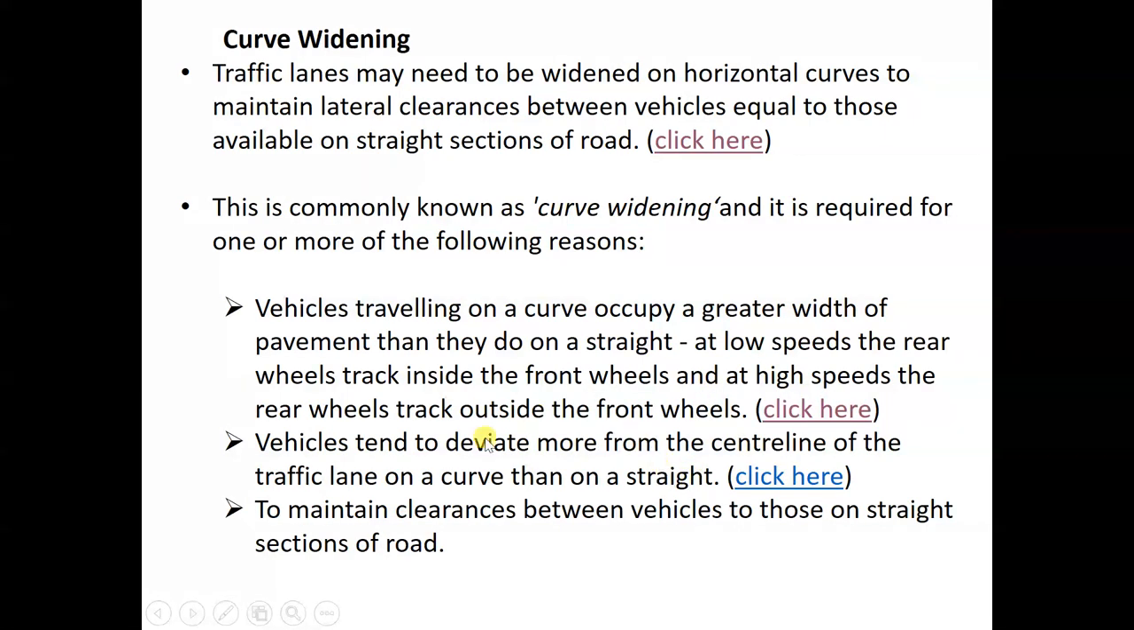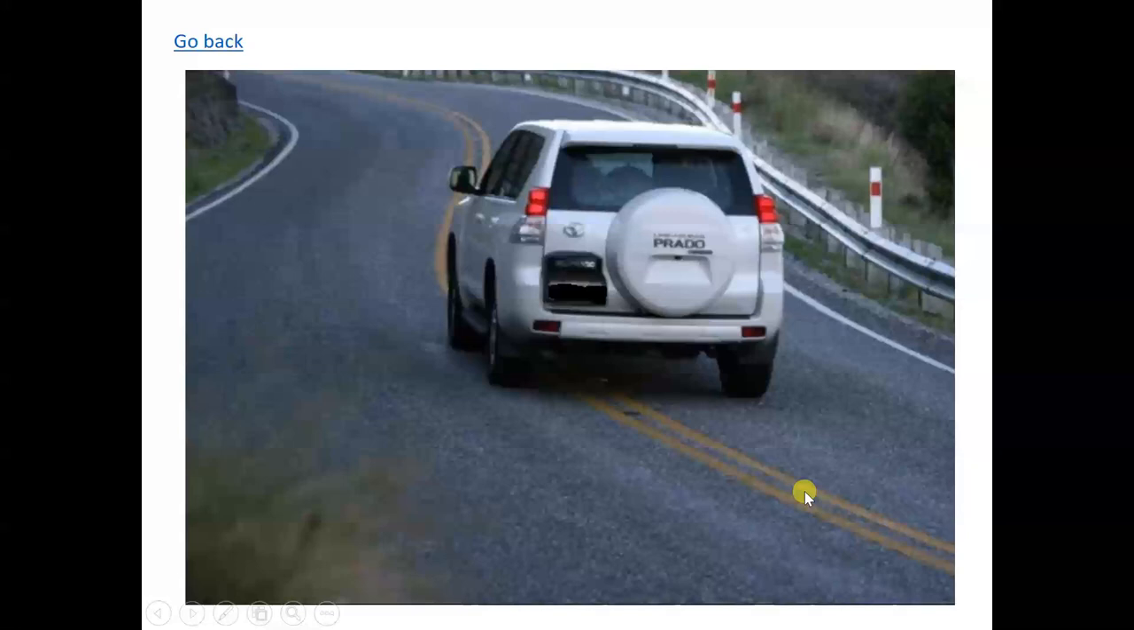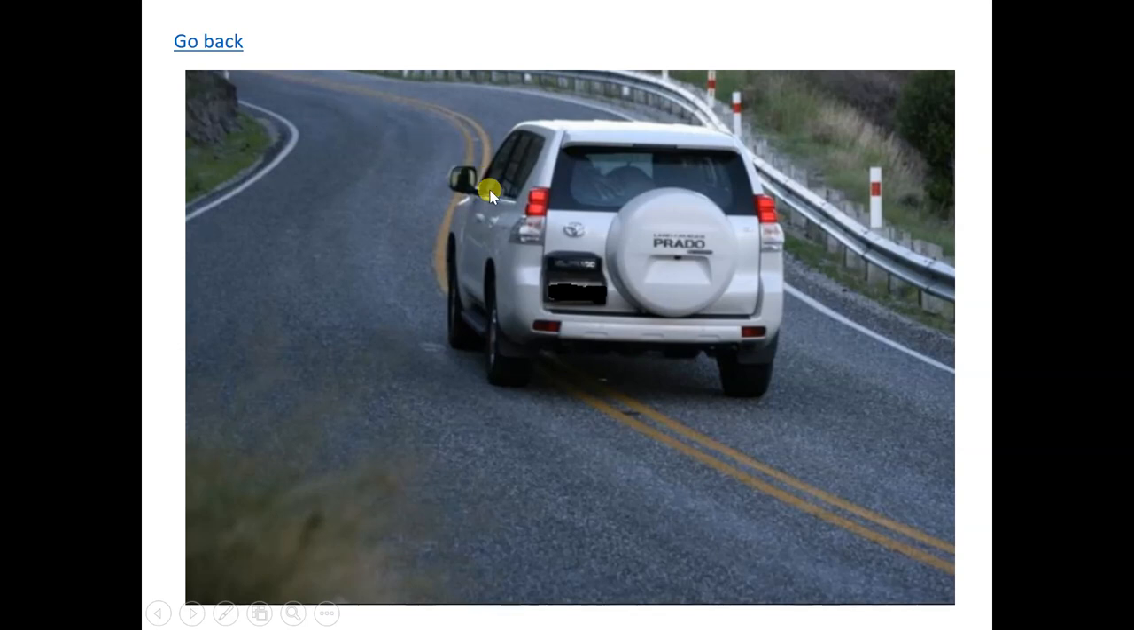Secondly, vehicles tend to deviate more from the center line of the traffic lanes on the curve than on the straight. On the curve, people try to make a shortcut, to go around the curve at the shortest distance. It's not safe, but it's just a shortcut, so they go over the lane. This is a bit dangerous, because another car may come in from around the bend very soon.